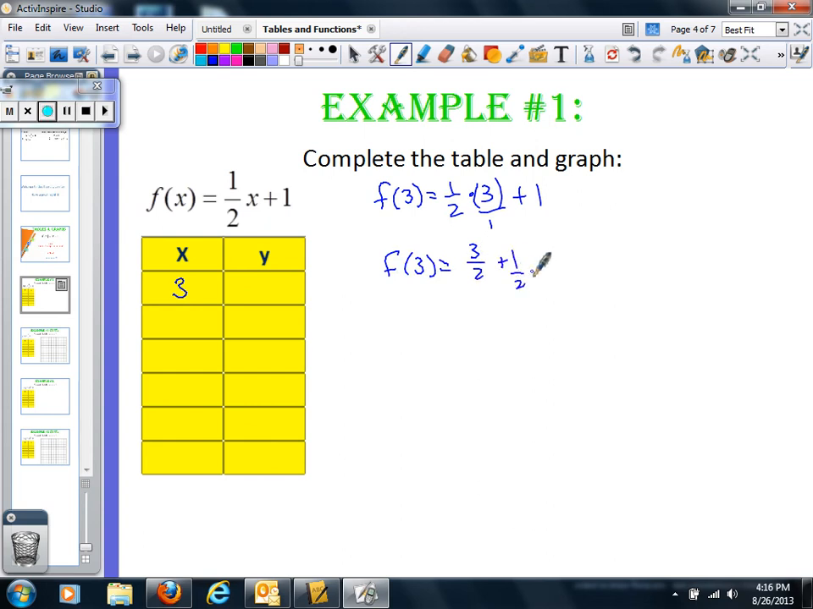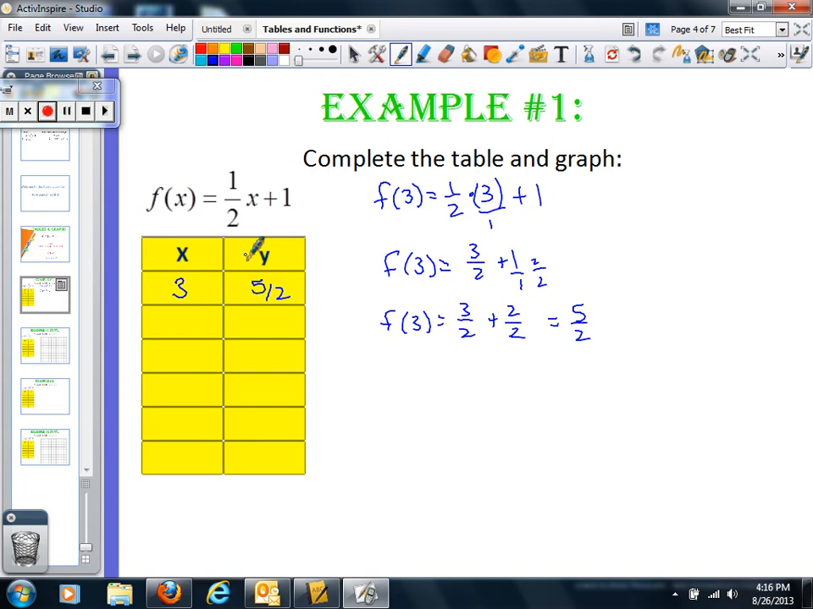Now I'm going to have to get a common denominator. Actually, let me fix this. That should be a 1. I'm going to have to get my common denominator, which means I'm going to have to multiply by 2 over 2. So that gives me f of 3 equals 3/2 plus 2 over 2. And that equals 5 over 2. So the y would be 5 over 2. Well, this is fine, but you tell me. It's going to be kind of hard to graph the number 5 over 2, correct?